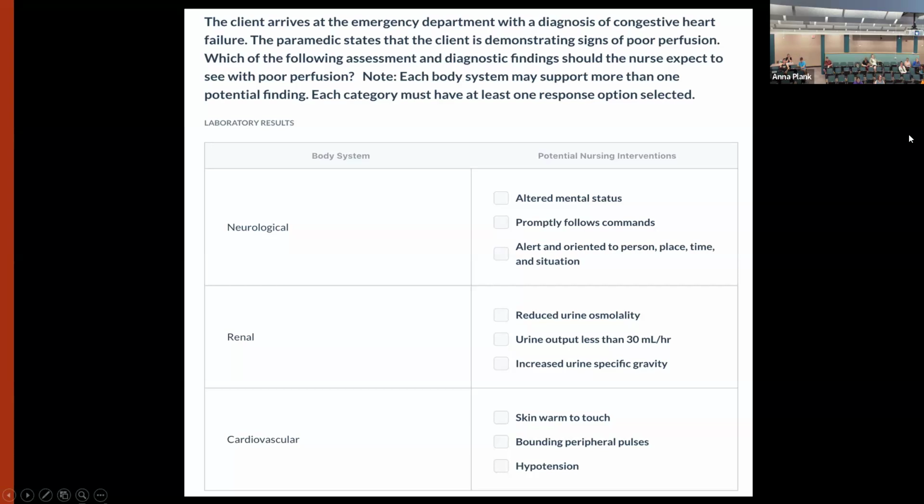Okay, less than 30, she said, increased specific gravity. Okay, and then our heart. What are we gonna see? Skin that's warm, bounding peripheral pulses, or hypotension?